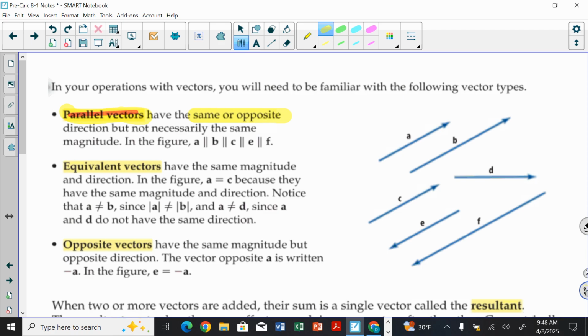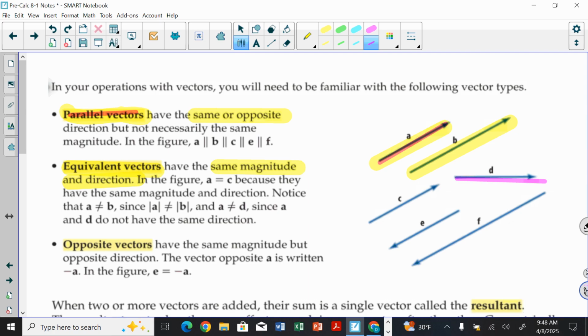Equivalent vectors have the same magnitude and direction. So A equals C because they have the same magnitude and direction. They're equal. Notice that A is not equal to B. Even though they're parallel vectors, they're not equal because this distance here is longer than this distance here, okay? And same thing, A is not equal to D because A goes in this direction, D goes in this direction. So to be equivalent, they have to be the same magnitude and the same direction.